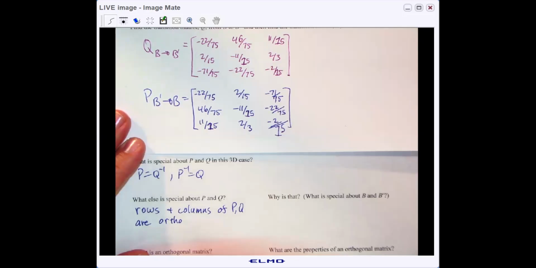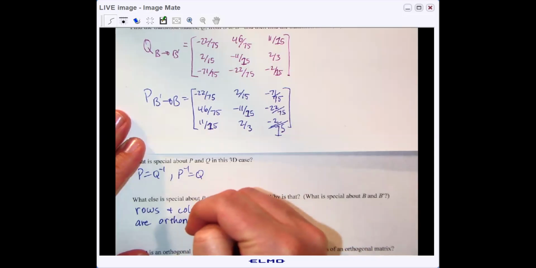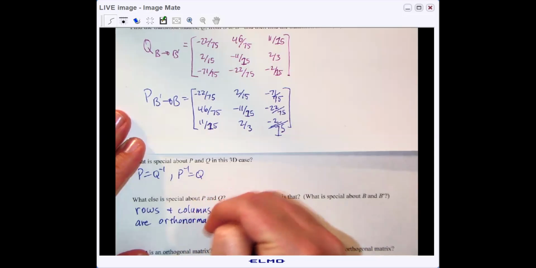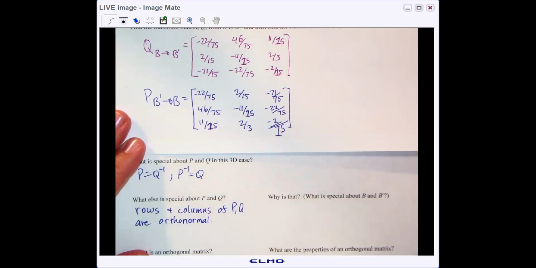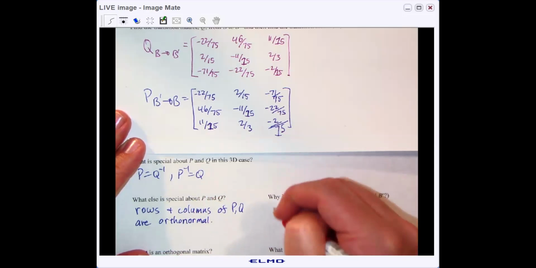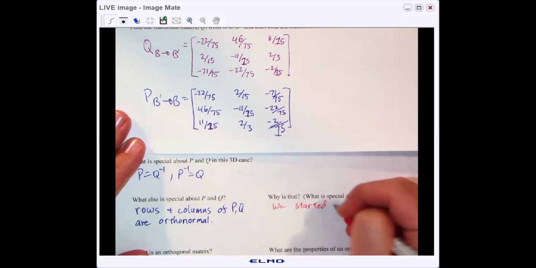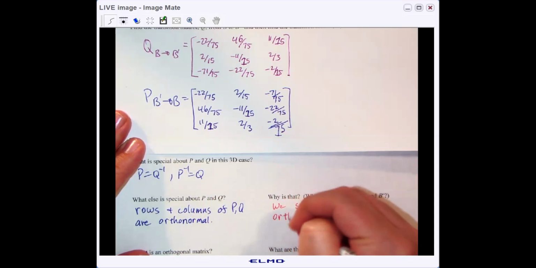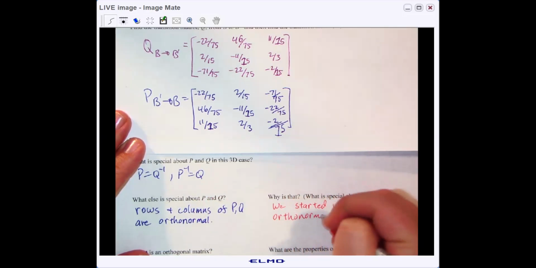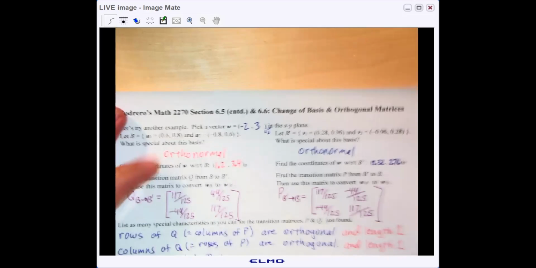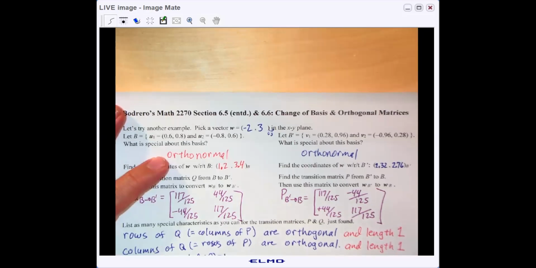We combine that all into one word: we call that orthonormal. Okay, that's cool. And why was that special? Why did that happen? Well, we started with two orthonormal bases, B and B prime. Remember how we said that those were orthonormal at the start of this activity?